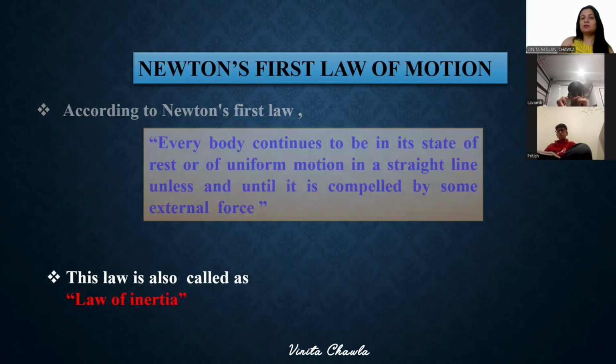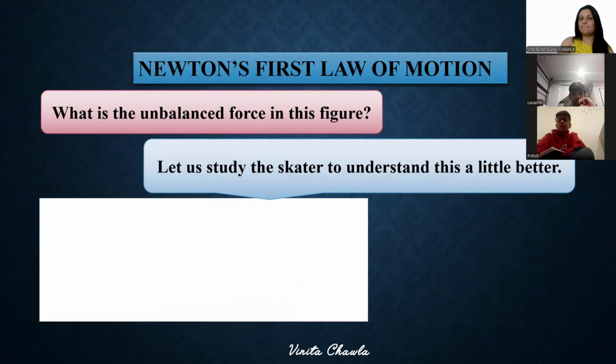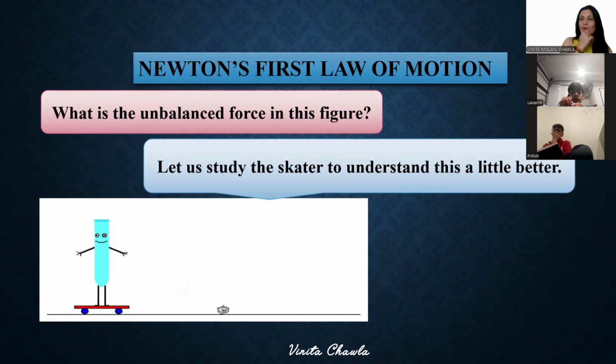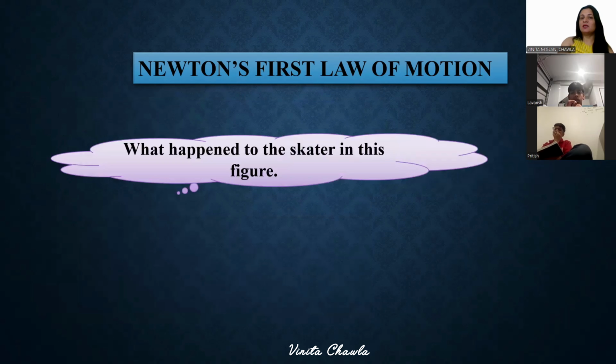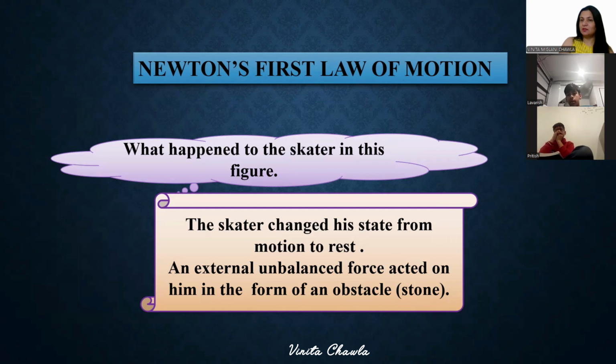What is the unbalanced force in this figure? We discussed this example in the previous class as well. A rock is stopping a skateboard. So what happened to the skater in this figure? It stops after some time. The skater changed his state from motion to rest. So an unbalanced force acted on him in the form of an obstacle. There was an obstacle in his path, and the skater stops.